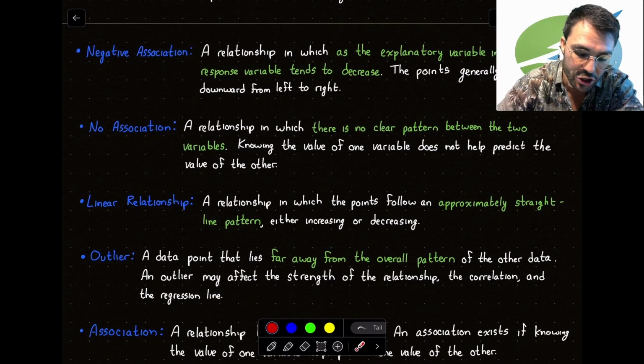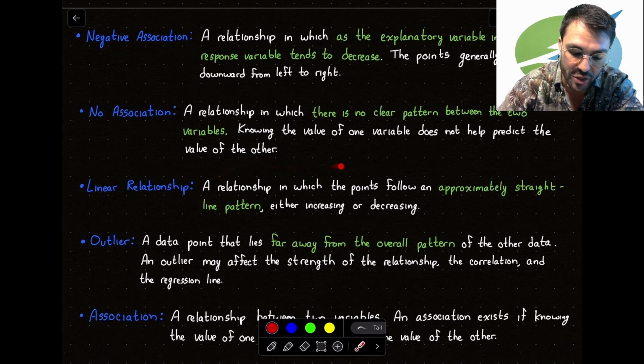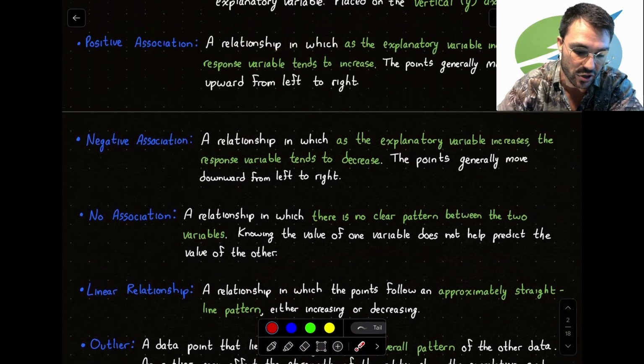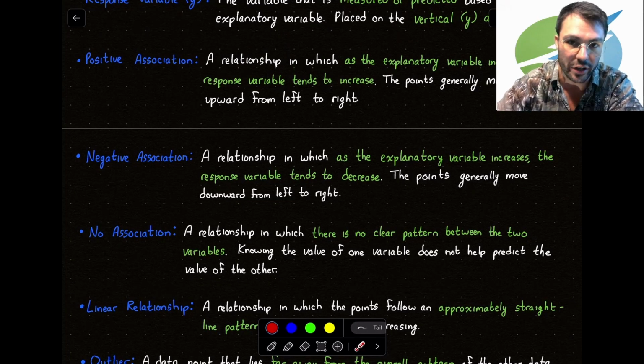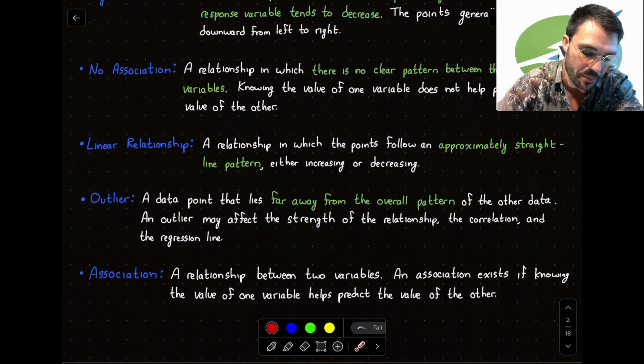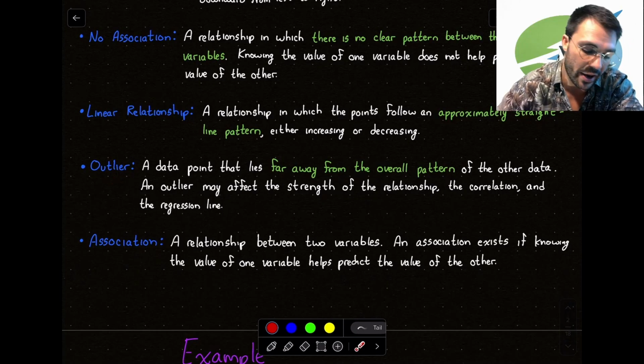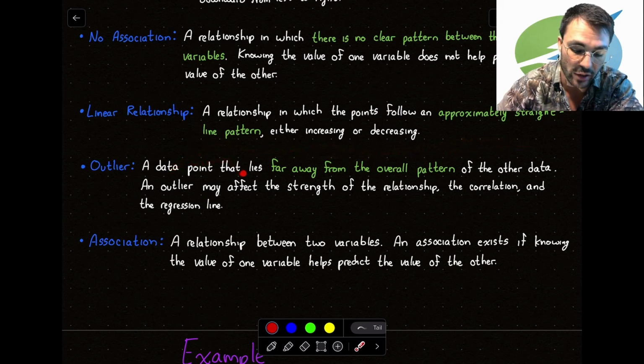A linear relationship. That's a relationship in which the points follow an approximately straight line pattern, either increasing or decreasing. Okay, so we want our positive and negative associations to kind of mirror a straight line looking thing, which we will see. An outlier, something we've gone over. This is a data point that lies far away from the overall pattern of the data. An outlier may affect the strength of the relationship, the correlation, and the regression line.